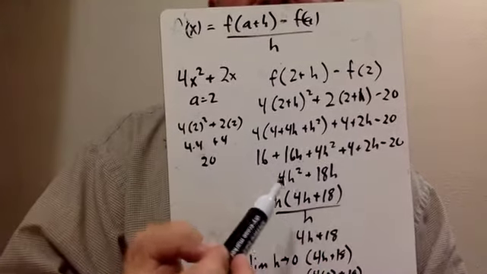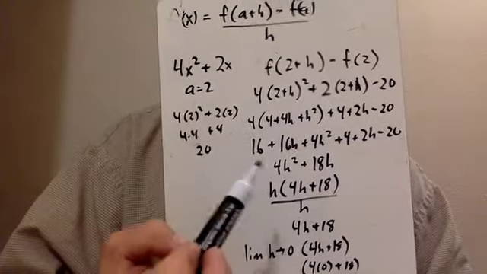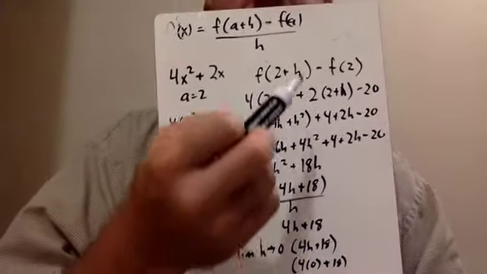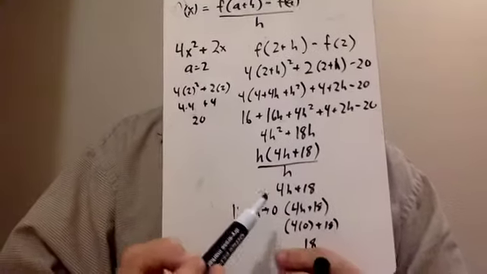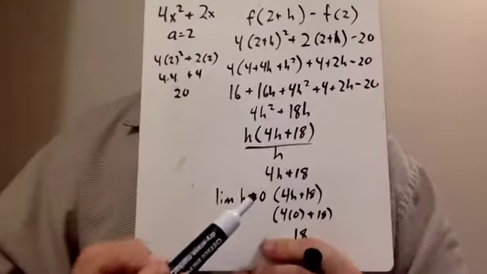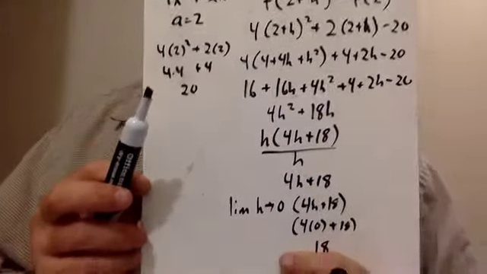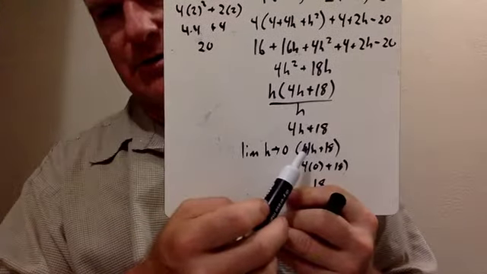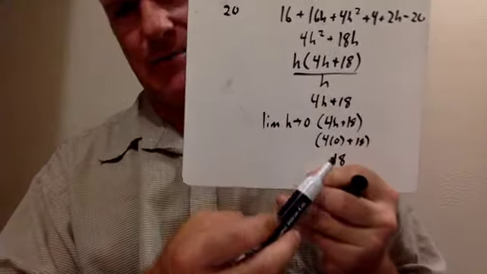And now we can factor out an h from this, and we're left with an h coming out of both terms. We're left with a 4h here and an 18 there. And now the denominator of an h comes back into play because it cancels out that h we just factored out. And that's why we're left with just a 4h plus 18. And then you evaluate this as if the limit is approaching 0. So now we're going to substitute in a 0 for h, and 4 times 0 is 0, and we're just left with 18.